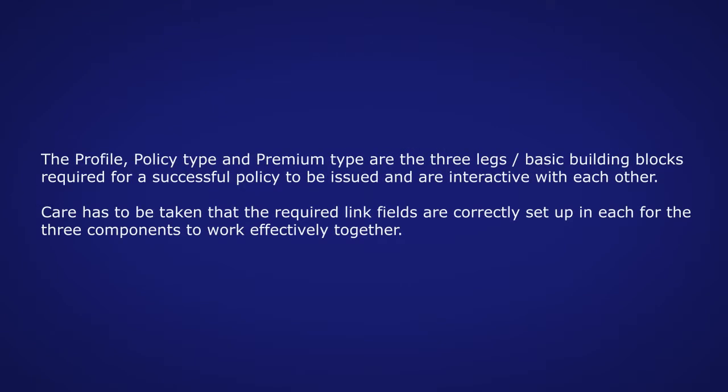The profile, policy type, and premium type are the three legs, the basic building blocks required for a successful policy to be issued, and are interactive with each other. Care has been taken that the required link fields are correctly set up in each for the three components to work effectively together. Definitions. Profile.